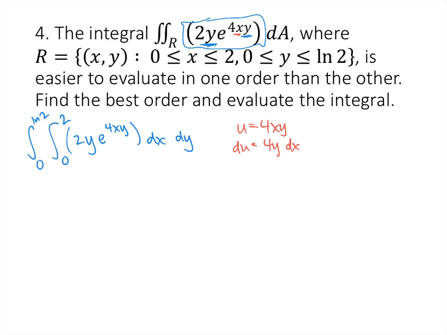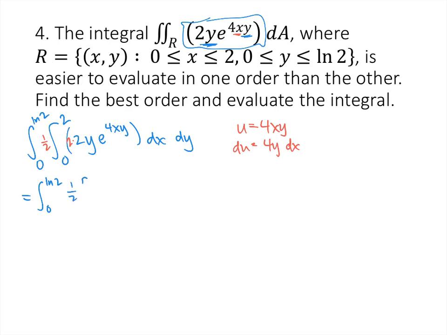So I need a 4y. I've got a 2y, so I can make that be a 4y by multiplying by another factor of 2 and putting a 1/2 out front. Just like I would have done back in Calc 1. It just looks a little weird because I've got x's and y's. So I'm integrating from 0 to natural log of 2.